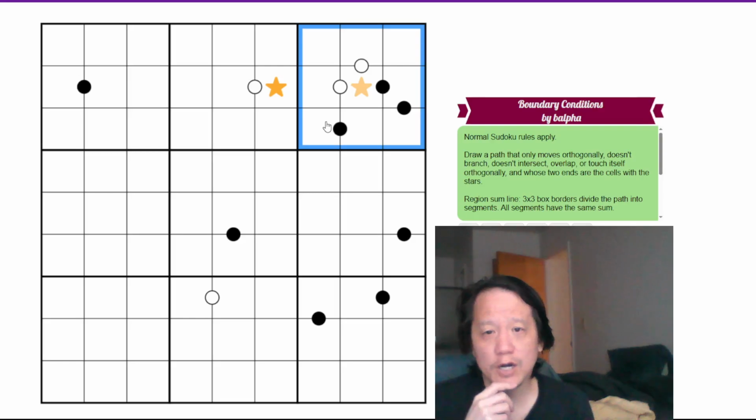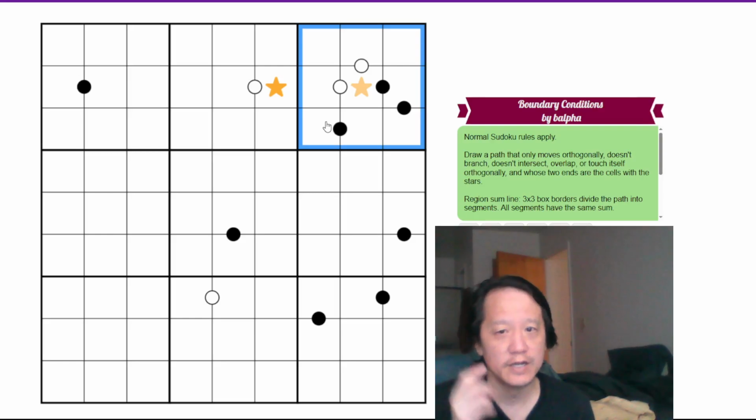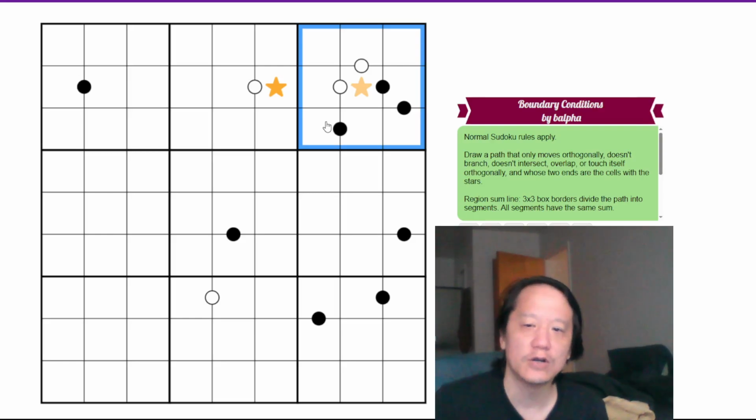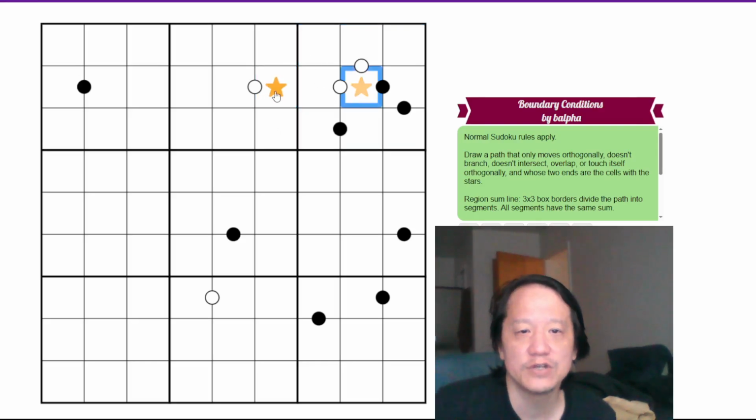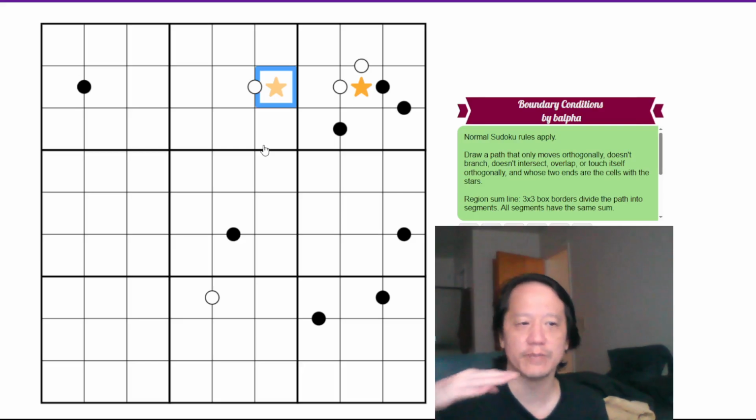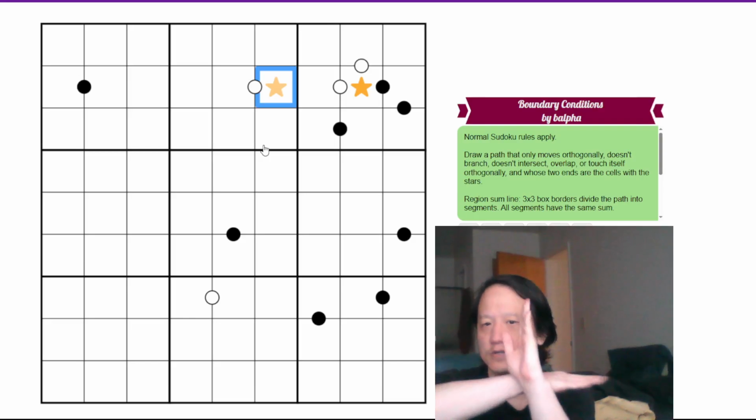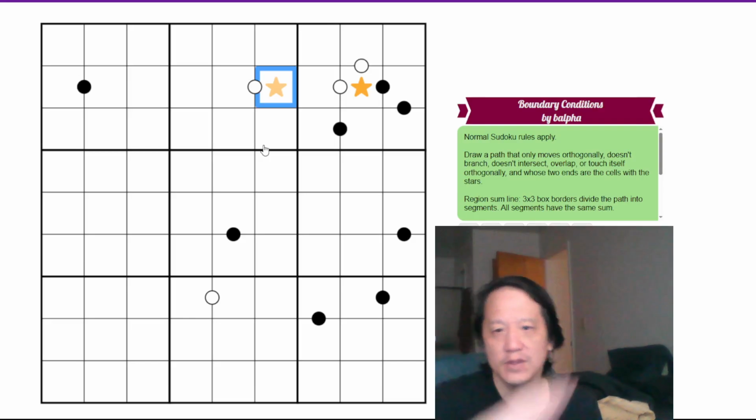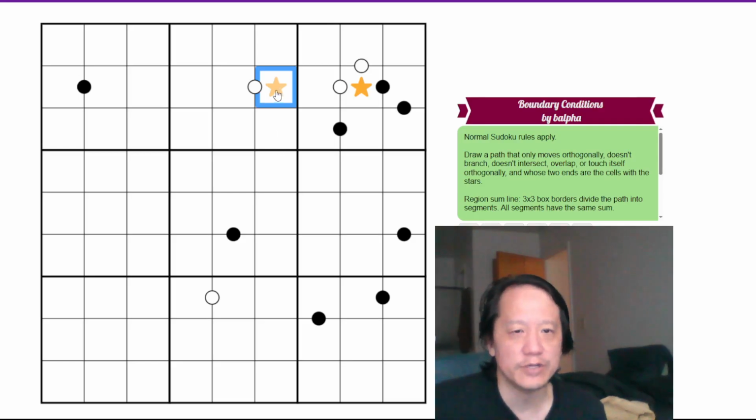We need to draw a path that only moves orthogonally, doesn't branch, doesn't intersect, overlap, or touch itself orthogonally, and whose two ends are in the cells with the stars. So we need to draw a path. It moves only orthogonally. What does that mean? It means it just moves horizontally and vertically. That's it. It doesn't move diagonally. It doesn't branch, so it's one single path. It doesn't split off. It doesn't intersect, overlap, or touch itself orthogonally.